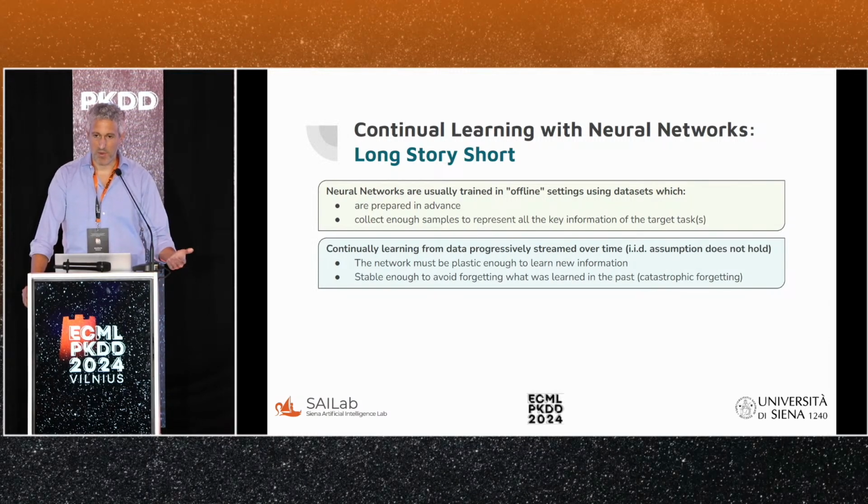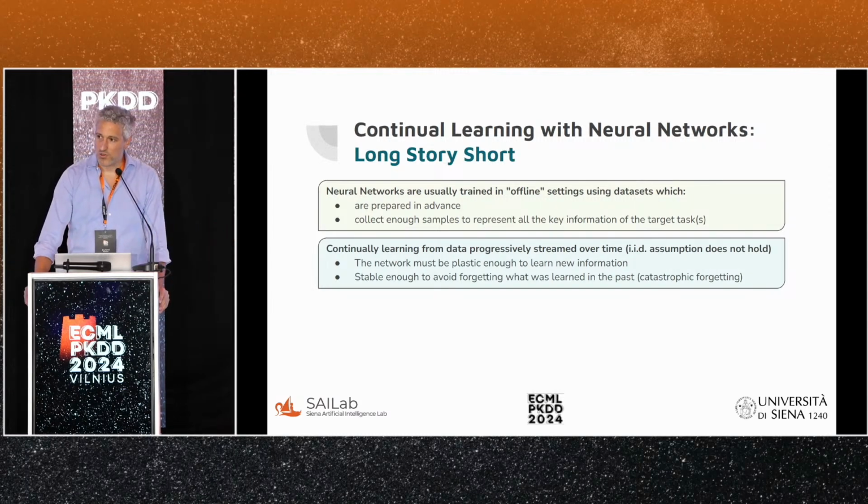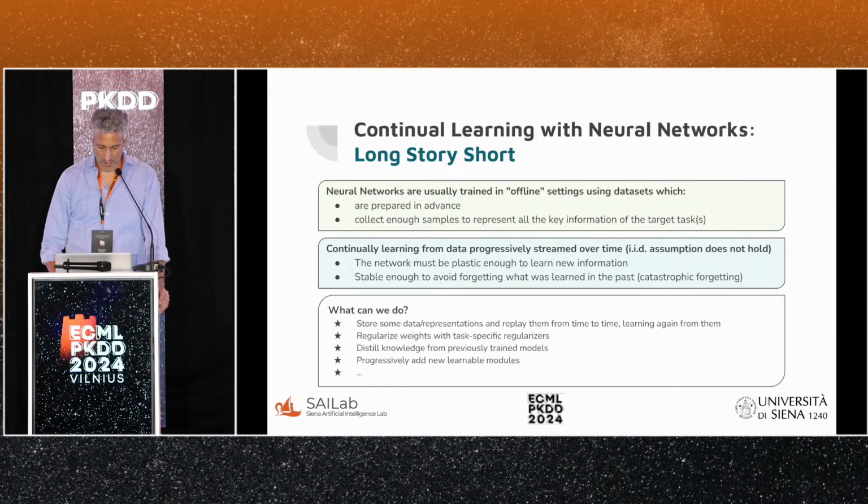So the network must be plastic enough to learn the new information from the new data, the current data, and stable enough to avoid forgetting. You don't want to train from scratch every time. You don't want to store all the data that has been streamed. It doesn't scale. But there are some issues because basically neural networks forget.